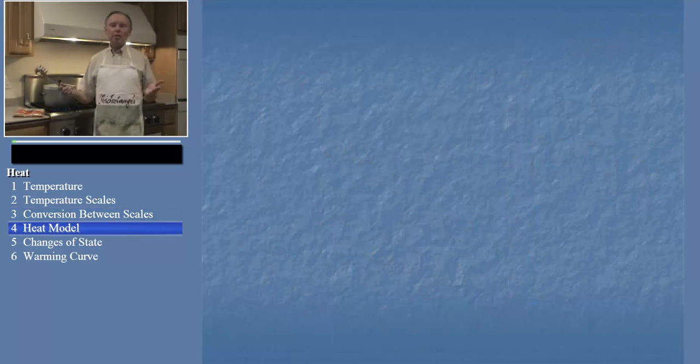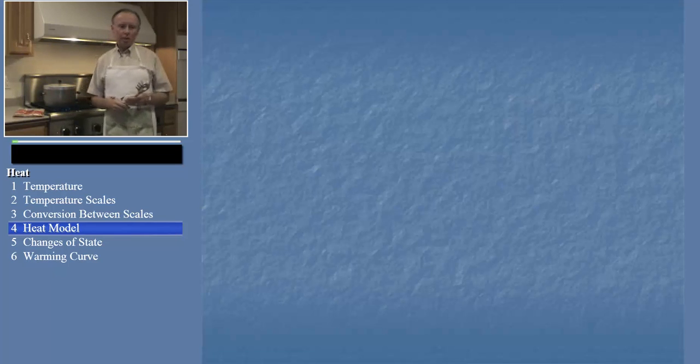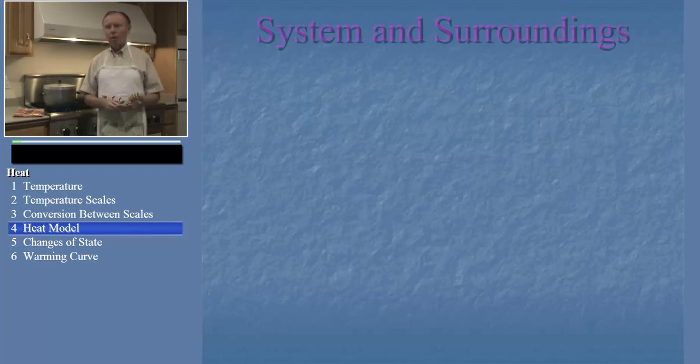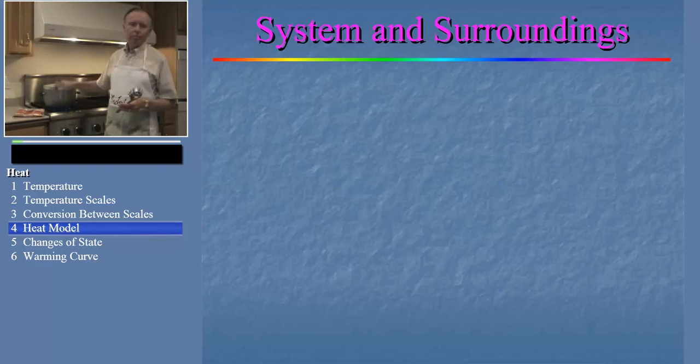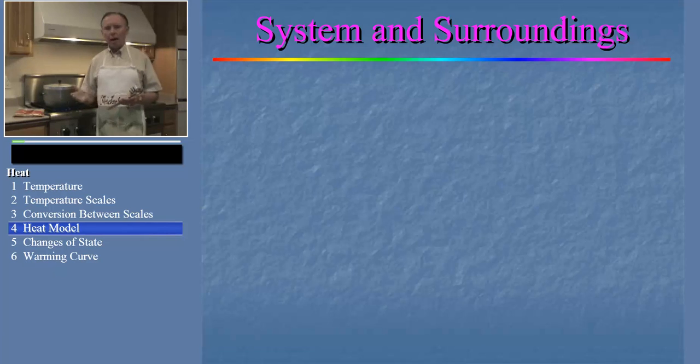Now how do I change the temperature of an object? To discuss this question scientifically, we need to define a couple of terms: system and surroundings. Take my pan of water here. Since that's the object I'm interested in studying, I call that my system. Everything around it that might affect it is called the surroundings. Not profound, but useful.